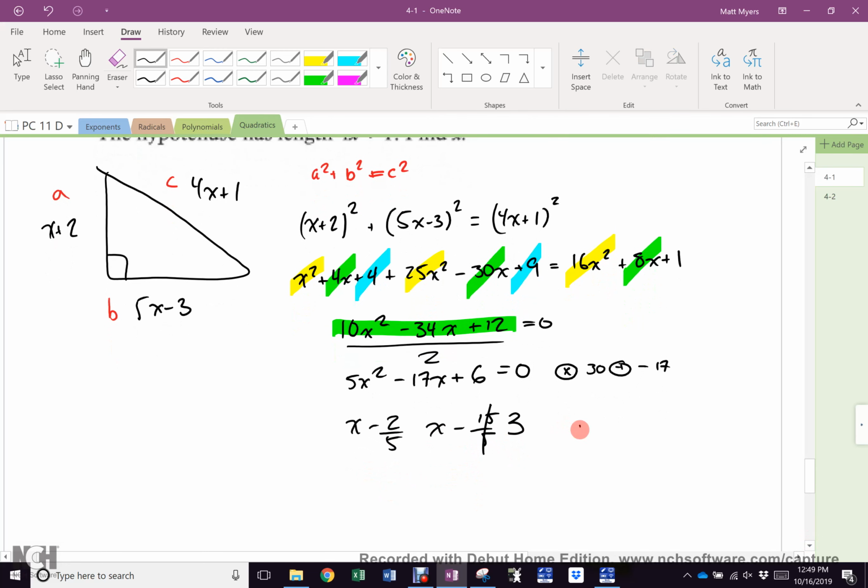Now, what are my possible values for x? 3 and 2 over 5, correct? Everyone agrees? Everyone should have gotten to there easily. One of those is the right answer. One of those is the wrong answer. Which is wrong? 3.